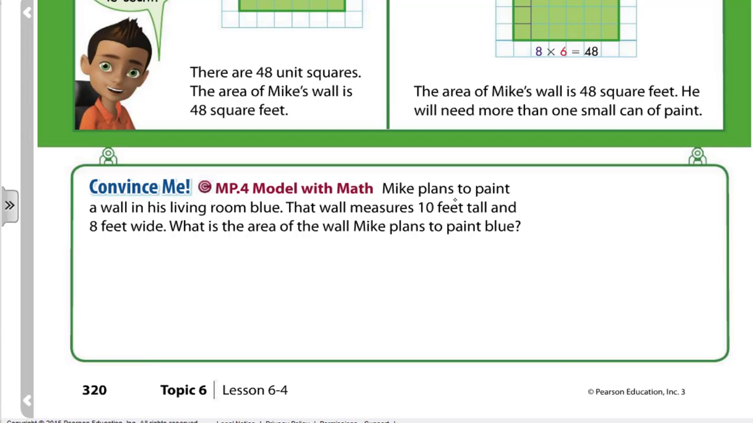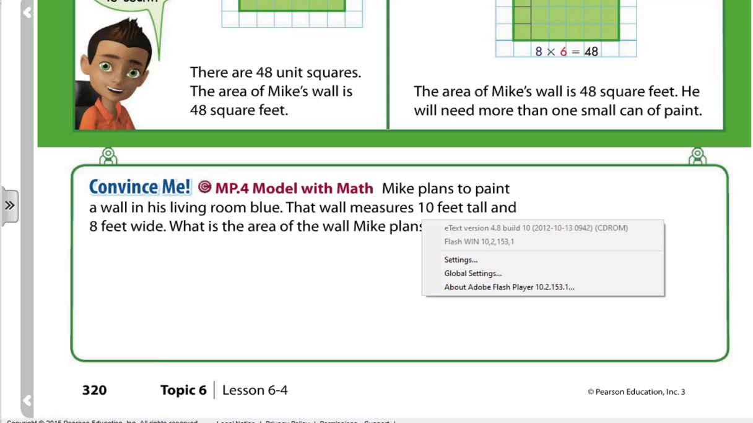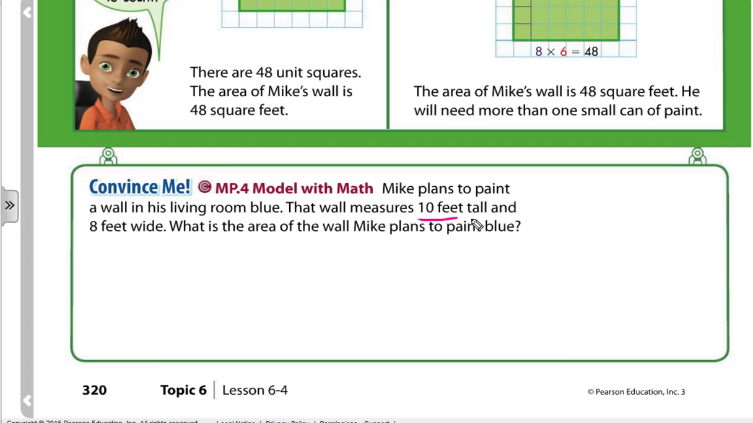Mike planned to paint a wall in his living room blue. The wall measured 10 feet tall and 8 feet wide. So look here, my heroes. 10 feet tall, so this is the length, right? Yeah. And 8 feet wide. This is the width.